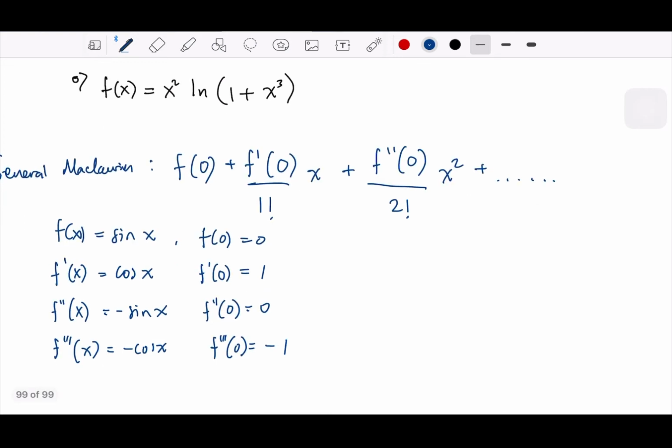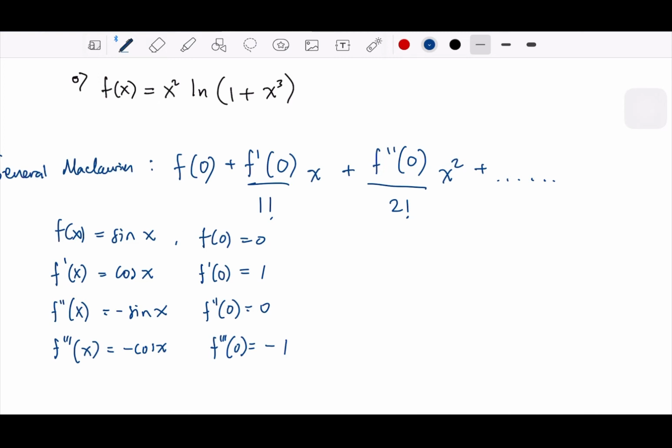Now from this pattern, you will see that if you take n as 0, 1, 2, 3, when it's 0, 2, maybe 4, 6, the even numbers, all of the coefficients will be 0. Okay. So for sine, we are just concentrating on finding which one is the odd one.